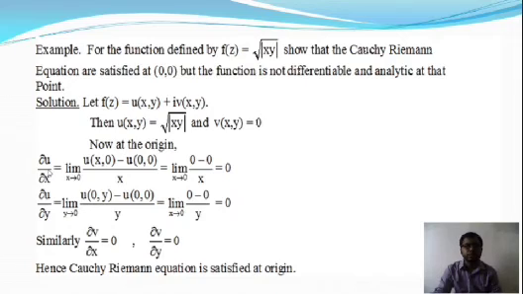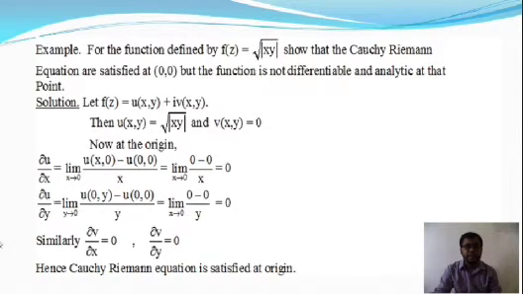Similarly, we'll find the partial differentiation with respect to y. The same thing happened in the previous one. So limit y tends to 0, u of 0 comma y minus u of 0 comma 0 by y. At x equal to 0, this function will be 0, so 0 minus 0 by y is equal to 0. That means the first differentiation with respect to x is 0, and the partial differentiation with respect to y is also 0.